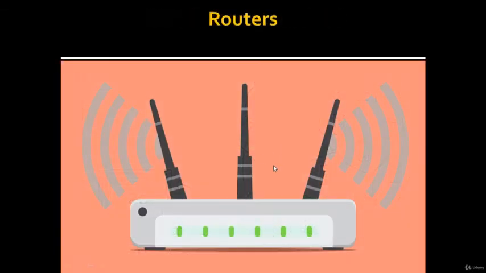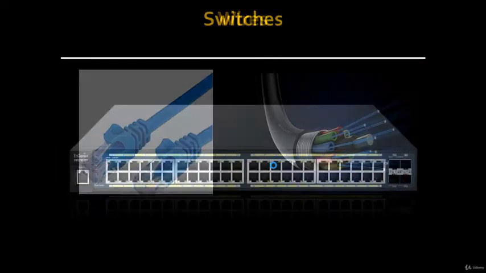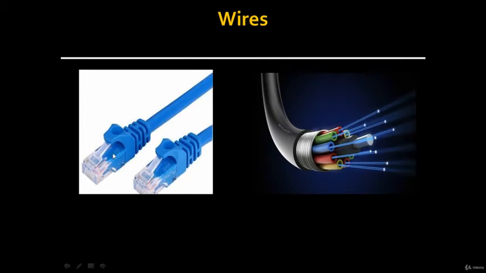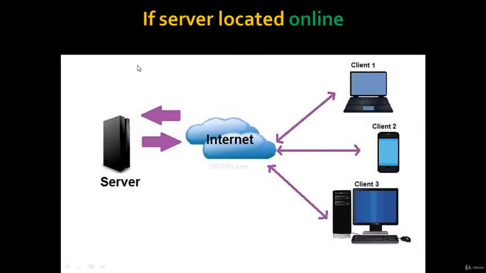Okay, now these are the routers, these are switches, wires. As you see, this is RJ45 twisted pair, and this is the fiber. Now, if the server is located online, how will this work? Now, as you see, this is client 1, 2, 3, and we have this server. Client 1, as you see here, connects to the internet until we reach our server, as we mentioned before.